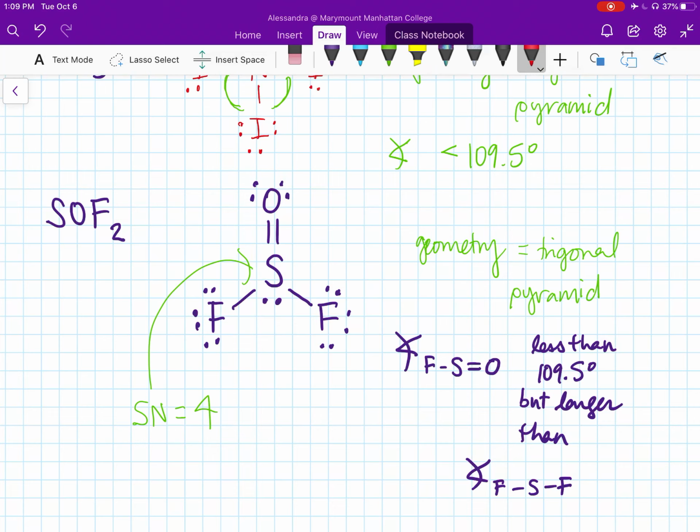So another way of showing that is that the bond angle here is going to be just a little bit less than 109.5 degrees, and the bond angle here is going to be a little bit more or less than 109.5 degrees. But all of the bond angles will be around 109.5 degrees. They're just going to be compressed by the lone pair. So you've got to remember, lone pairs take up the most space, followed by multiple bonds, followed by single bonds.